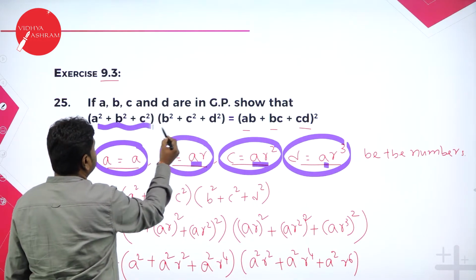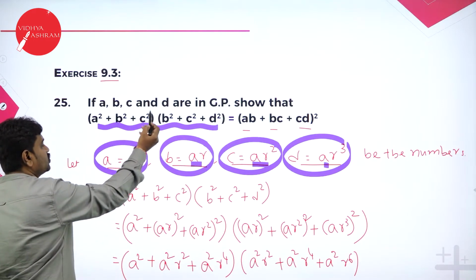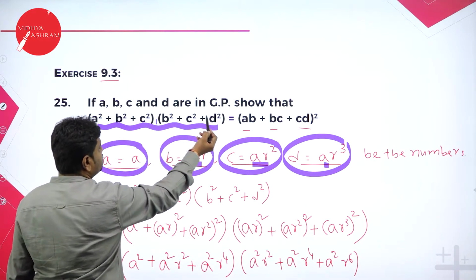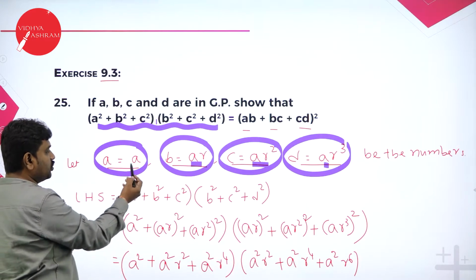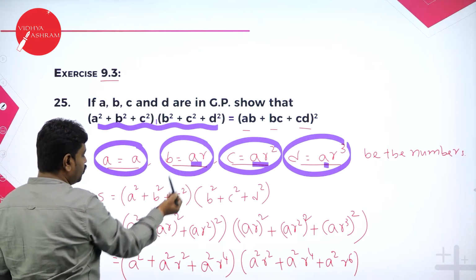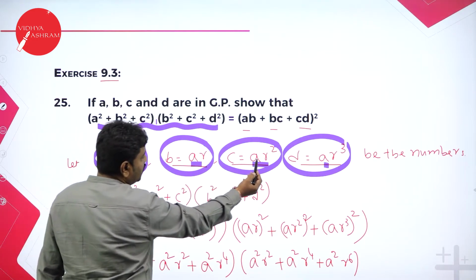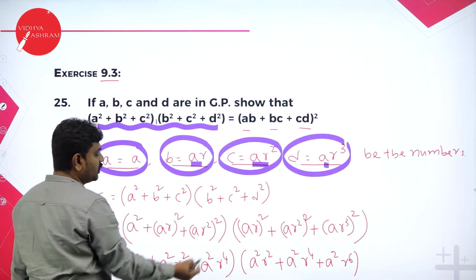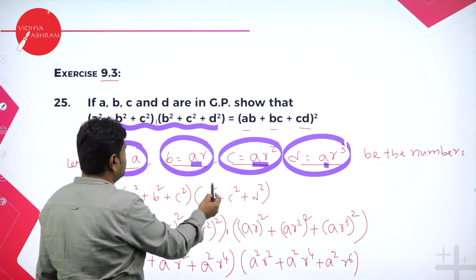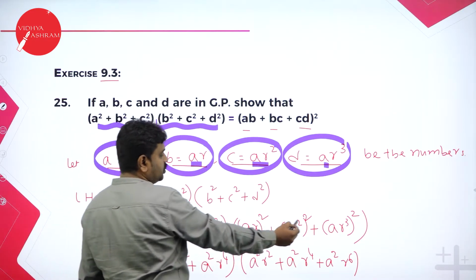Then we took the LHS. What is the LHS? LHS is (a square plus b square plus c square) into (b square plus c square plus d square). I took that. I substituted. a is a. B instead of b, put what? ar, the whole square. b square means whole square. c square means c value is ar square, the whole square. So b square plus c square plus d square. Substitute it.